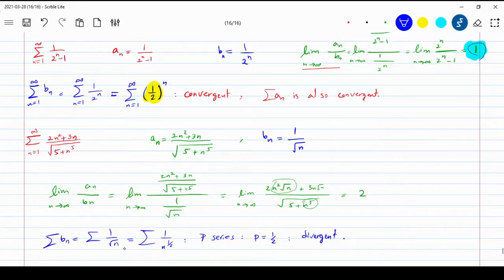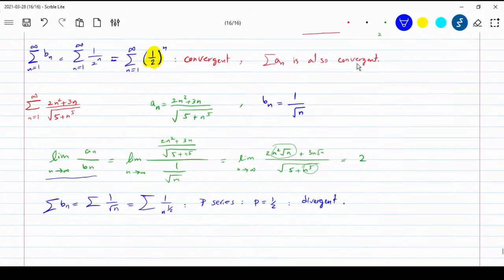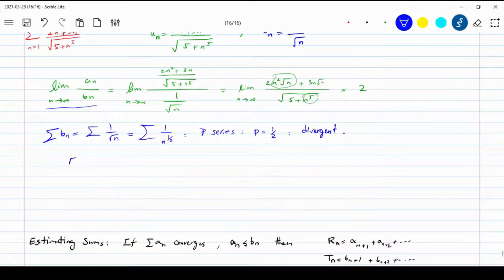So if the summation of bn is divergent, then since an and bn behave the same way, by the limit comparison test, you can say the summation of an is also divergent.